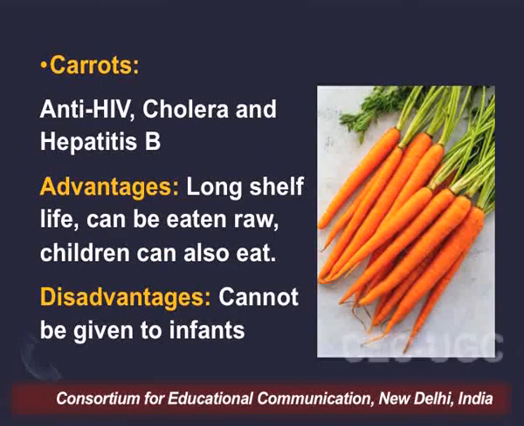Then carrots are another important vegetable that is being utilized for preparing edible vaccines, and anti-HIV, cholera and hepatitis B vaccines have already been prepared using carrots. Major advantages: long shelf life, can be eaten in the raw form, and children can also eat it because it's quite delicious in taste, and some children do like to eat carrot in the raw form. And disadvantages: it cannot be given to infants. Infants cannot chew the carrot, so you cannot vaccinize or immunize infants by having carrots as edible vaccines.